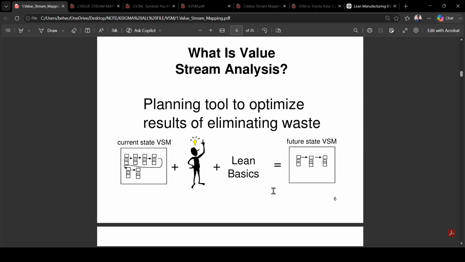What is value stream analysis? It is a planning tool to optimize results by eliminating waste. Current state VSM plus ideas plus lean basics equals future state VSM.